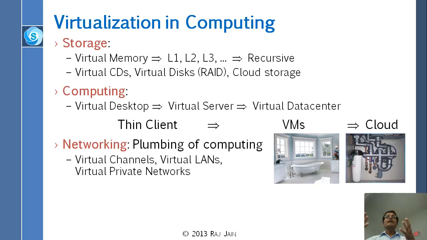And today on my computer I have 8 gigabytes of memory, but still we do virtual memory. Right? The virtual memory was there, and then we had virtual CDs, virtual disks, and so on and so forth. And now we have not only level 1, we have level 1, level 2, level 3. We have multiple levels of caches. So virtualization has been there in memory for a long time.